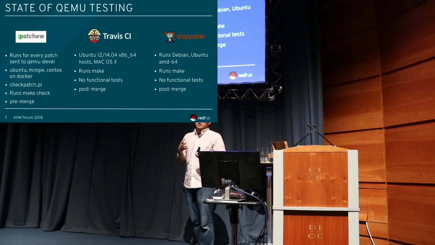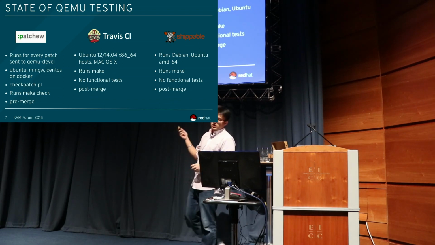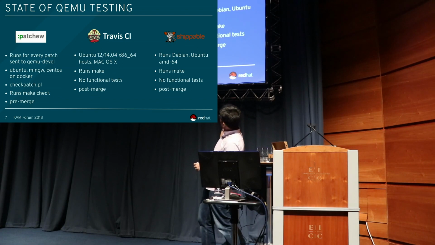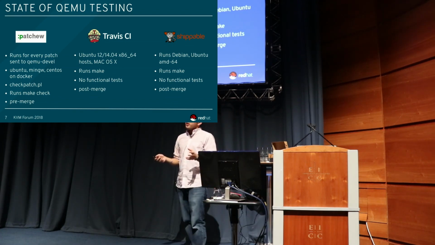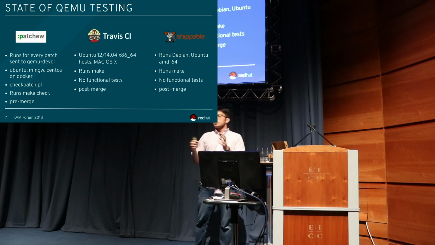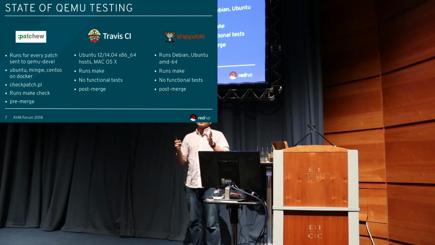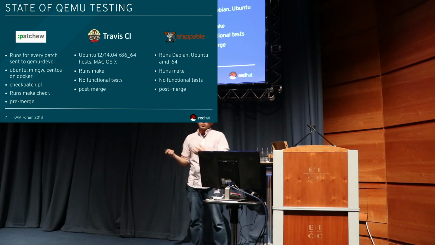The other 2 are Travis CI and Shippable. They run the following environments, as you can see: the AMD64 version of Debian and Ubuntu. Both of them run make. They don't run any functional tests. They run make check, and they are post-merge. So once a pull request is merged, they basically make sure that you can still build QEMU.